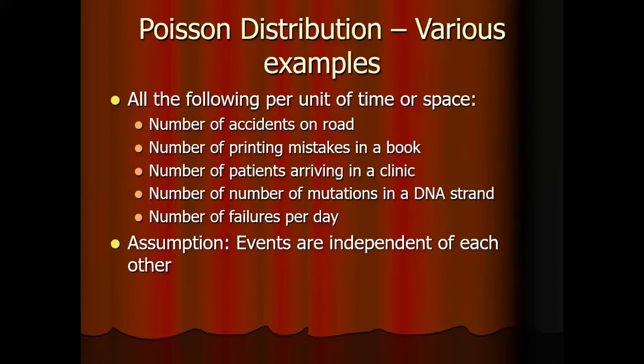These are various examples where Poisson distribution can be used. For example, in scenarios where we are interested in the number of accidents on road, the number of printing mistakes in a book, number of patients arriving in a clinic, number of mutations in a DNA strand, number of failures per day. And there is an assumption for Poisson distribution that events are independent of each other.